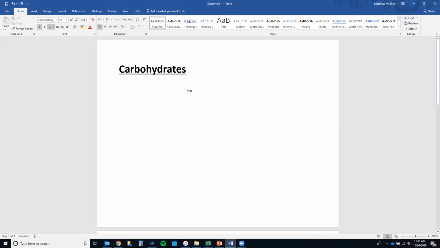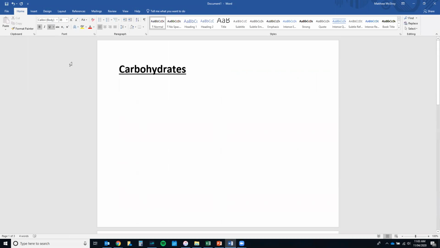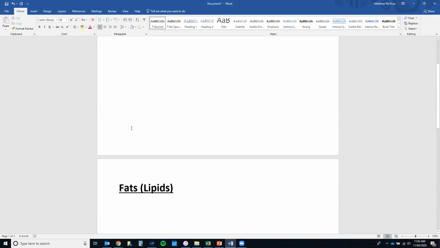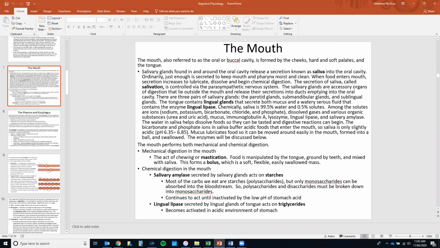Okay, so what I'm going to do, we're going to have a pretty good tally of things for digesting our carbs. We'll have a tally for fats. We'll have one for proteins. So we'll start with our first, which is salivary amylase would be our first carb digesting enzyme. Our first fat digesting enzyme will be lingual lipase. So we'll refer back to this at various points.